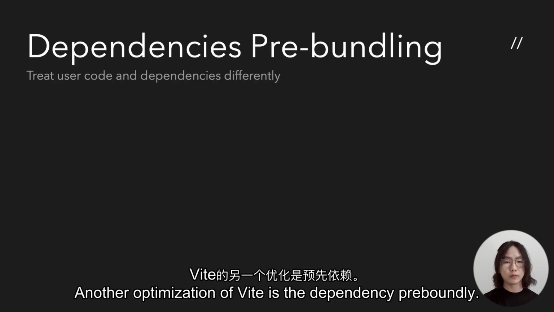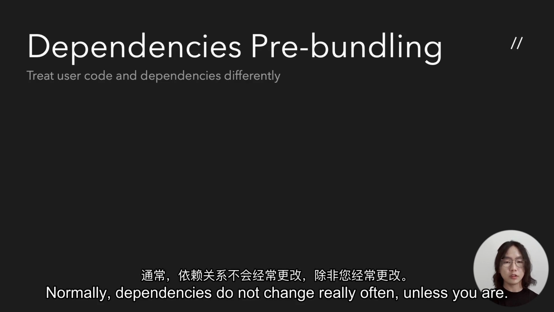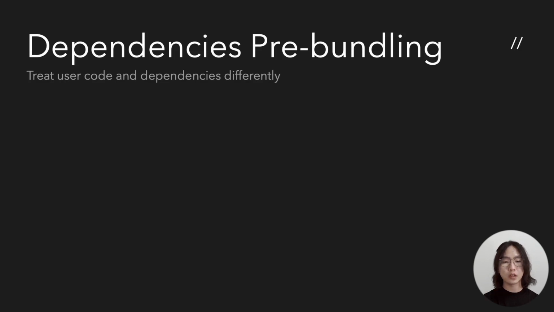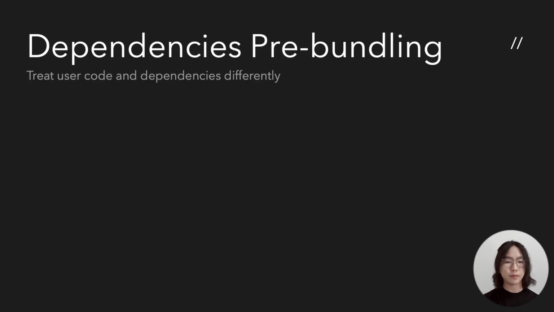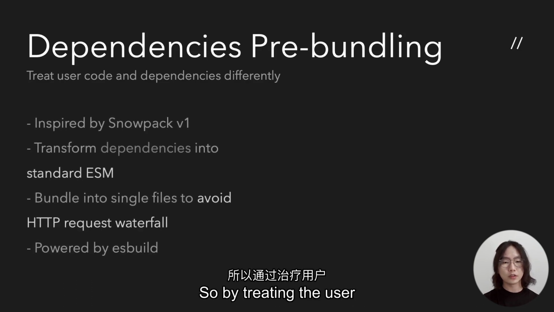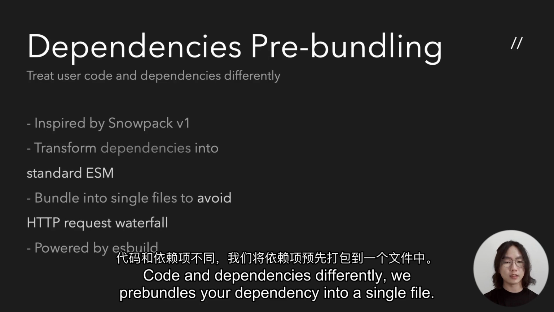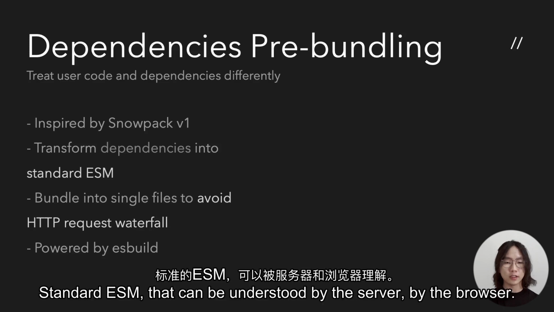Another optimization of Vite is the dependency pre-bundling. Normally, dependencies do not change really often unless you are upgrading them. But on the other hand, your user code can change every day. So by treating the user code and dependencies differently, we pre-bundle your dependencies into a single file of standard ESM that can be understood by the browser.